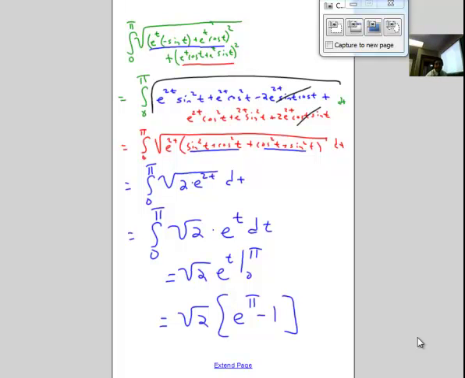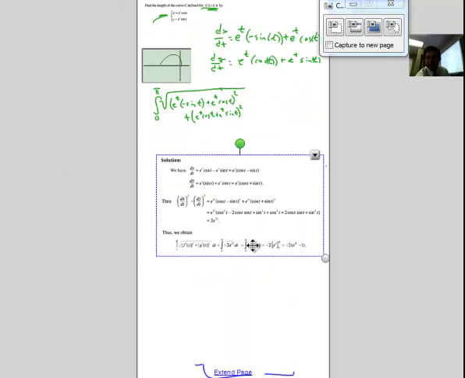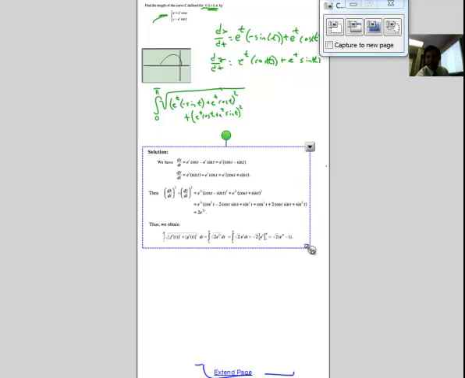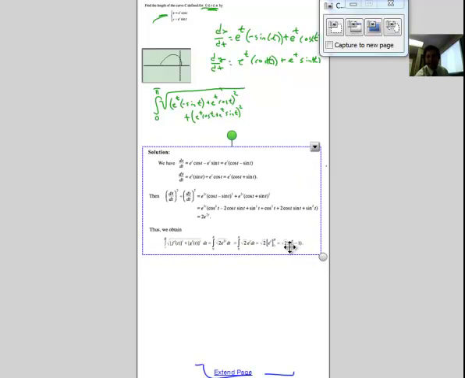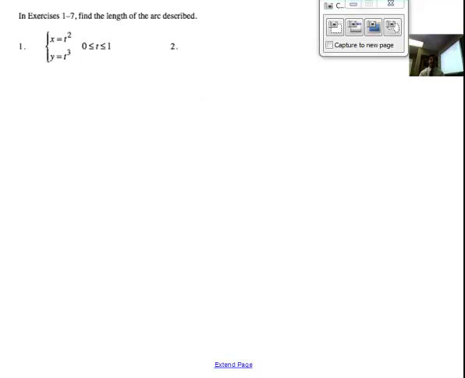There's an equal solution over here, done pretty much the same way, but notice we get to the same answer. So that's confirming or affirming. There's the solution that we just did. So let's do another one.